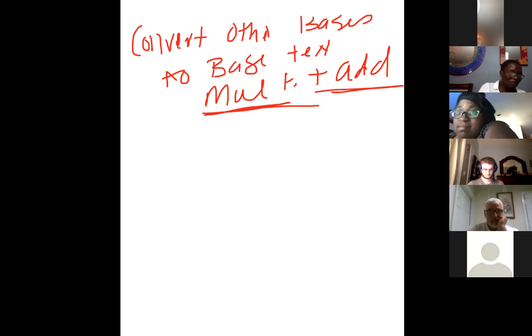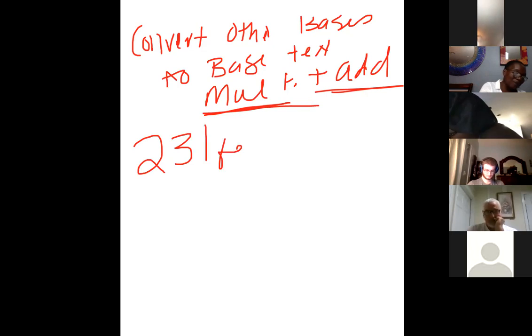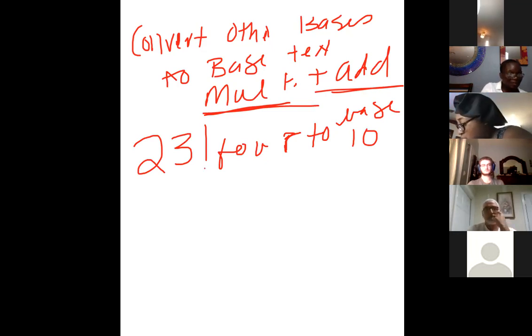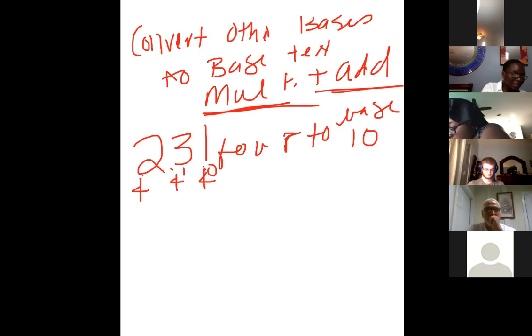So guys, here it is. Let's say we have 231 in base 4, and we're going to convert this to base 10. This is so easy, you can even do it on your calculator. We count out the place values, starting from the number at the end. This number represents 4 to the 0. The 3 represents 4 to the first power, and the 2 represents 4 to the second power.